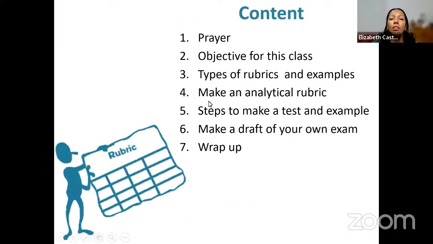Okay, first of all, let's see what we're going to do during this class. First, we're going to have our prayer to begin. Then we're going to see the objective we have for today. We're going to have the types of rubrics, and we're going to see some examples as well. We're going to make an analytical rubric. We're going to see the steps to make a test, and we're going to see examples. Then after that, we're going to make a draft of your own exam, and this will help you to present one of the activities that you have to do during this module. Finally, we will finish with the wrap-up.